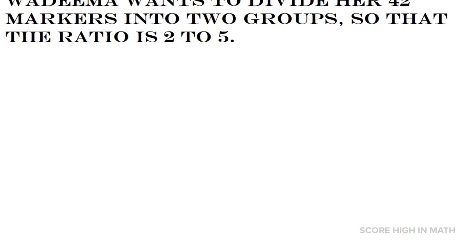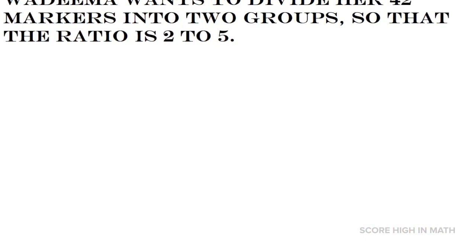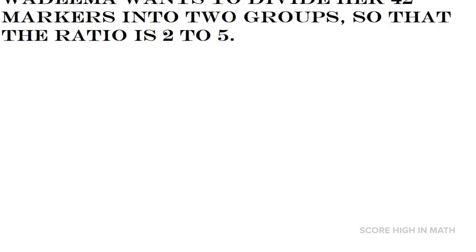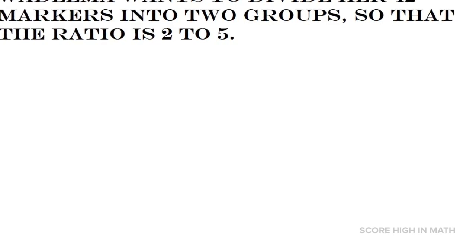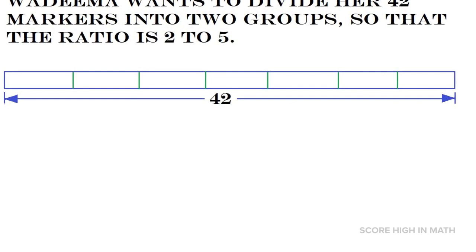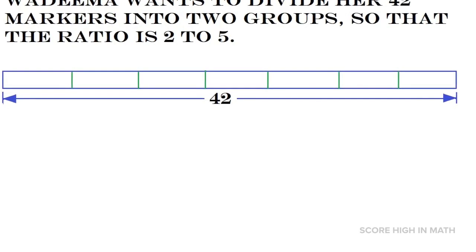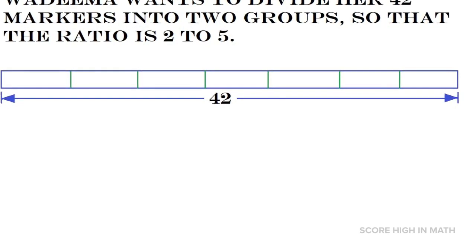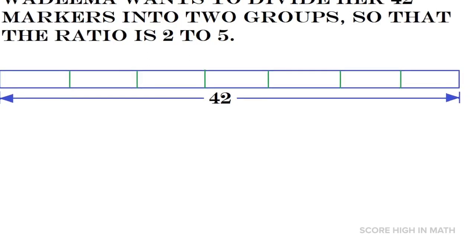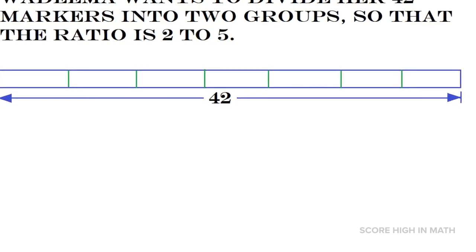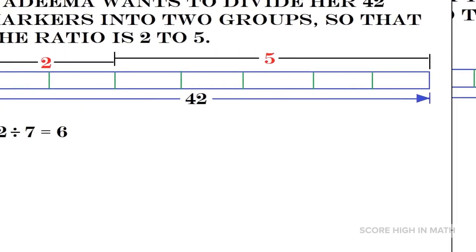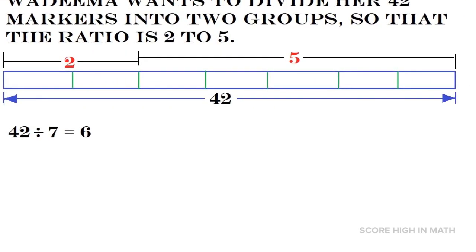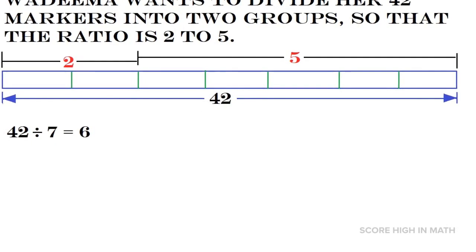What about this example? Wadima wants to divide her 42 markers into 2 groups so that the ratio is 2:5. Let us make a bar that represents 42 and we are going to cut it into 2 to 5. So 2 plus 5 is 7. We are going to divide 42 by 7. You can see that there are 2 parts and 5 parts.